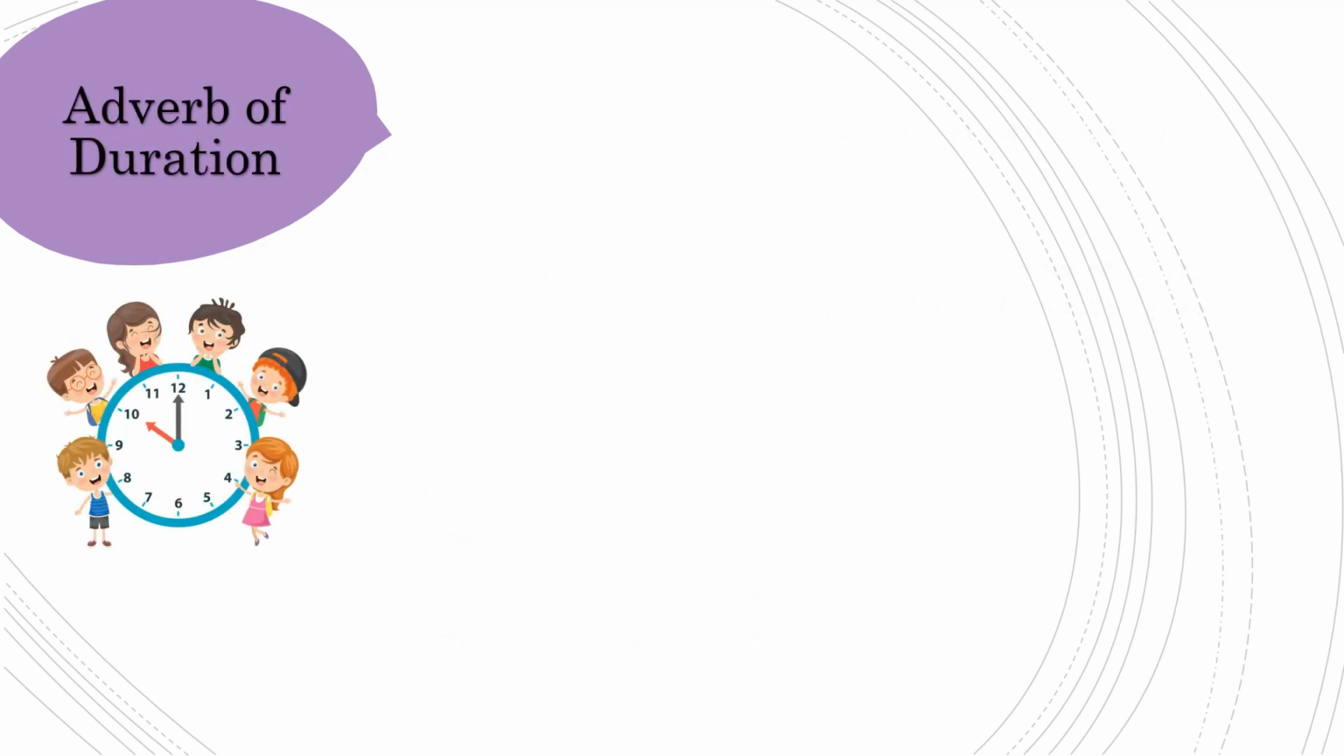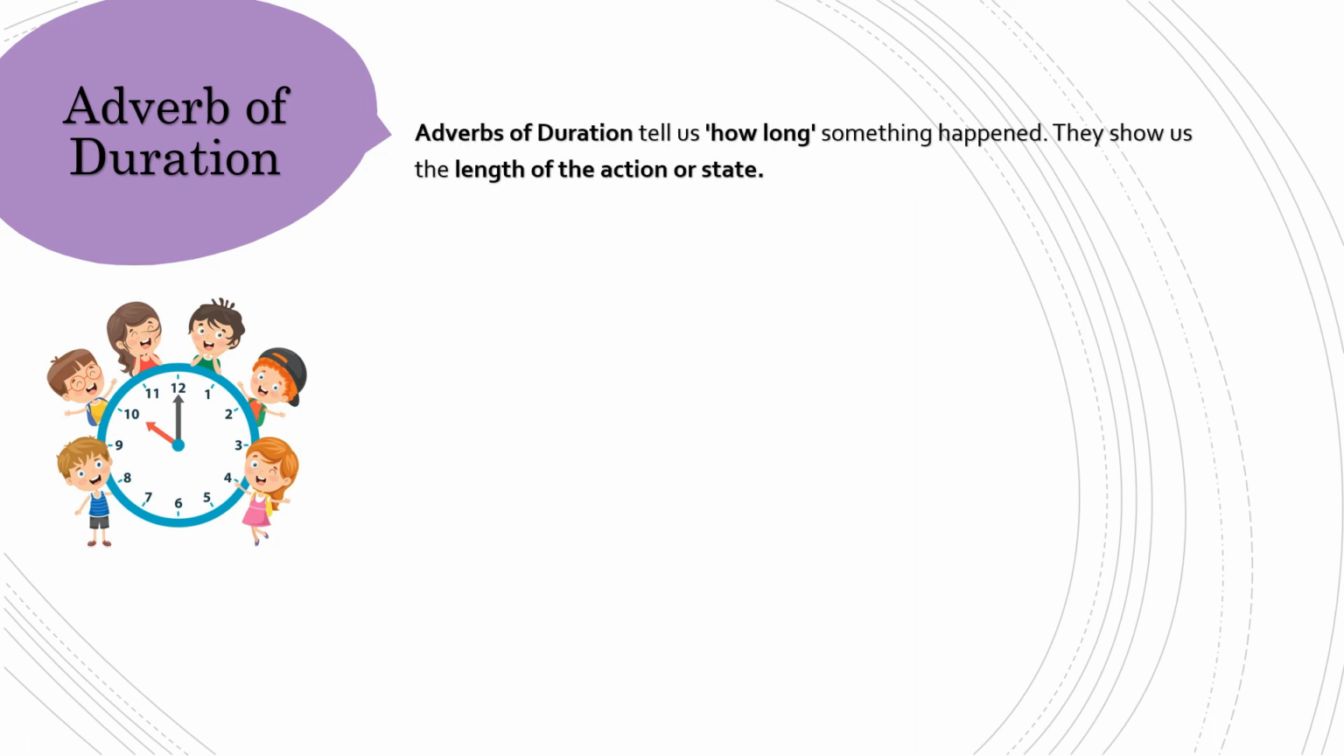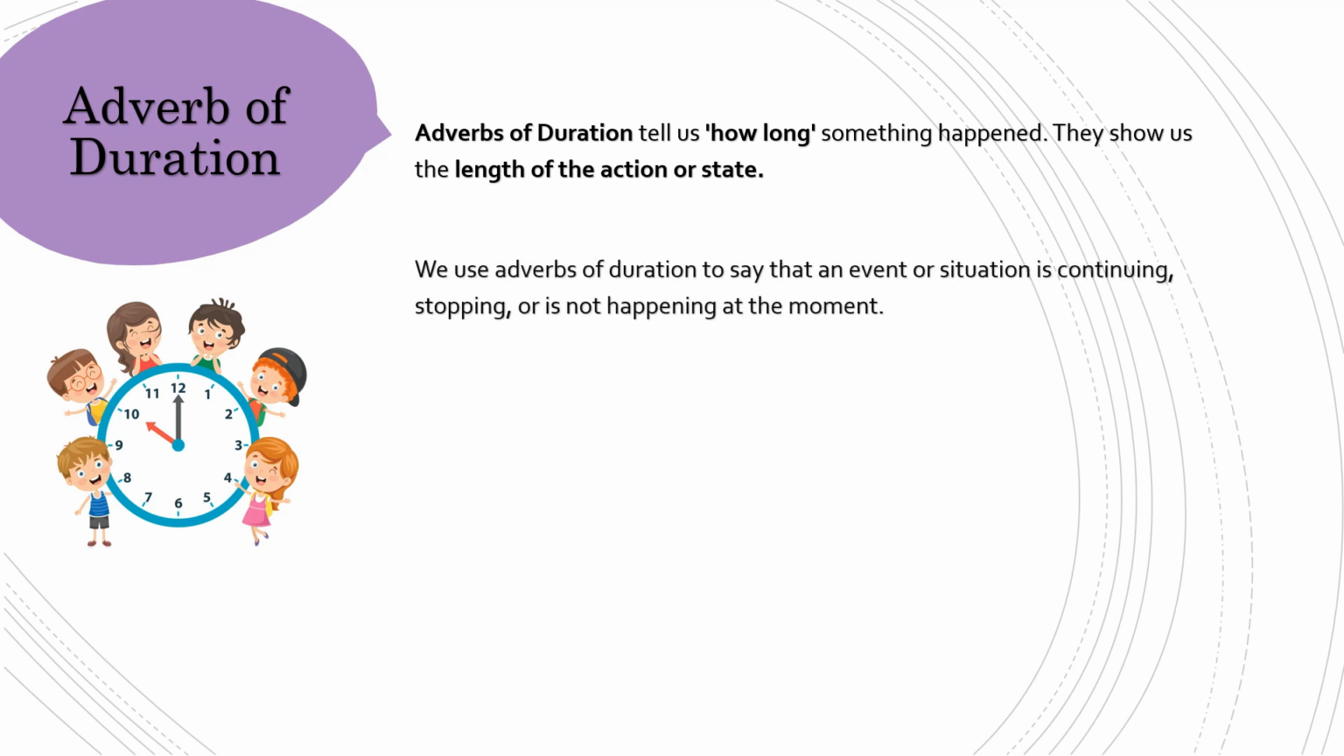Adverb of duration. Adverbs of duration tell us how long something happened. They show us the length of the action or state. We use adverbs of duration to say that an event or situation is continuing, stopping, or is not happening at the moment.